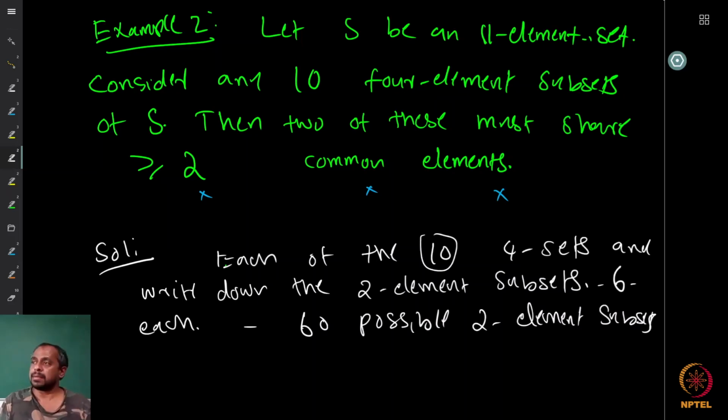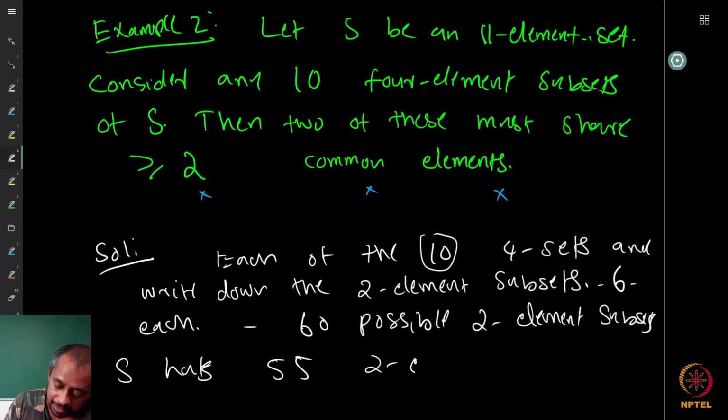Now if any 2 of them are the same, that means that those 2 sets had an intersection of size at least 2, right? So we want to show that this is the case: there will be 2 with this property, 2 will be the same. Now how do you show this? Well, we started with an 11 element set, S. Now you look at all possible 2 element subsets of this. So S has 55 2 element subsets.